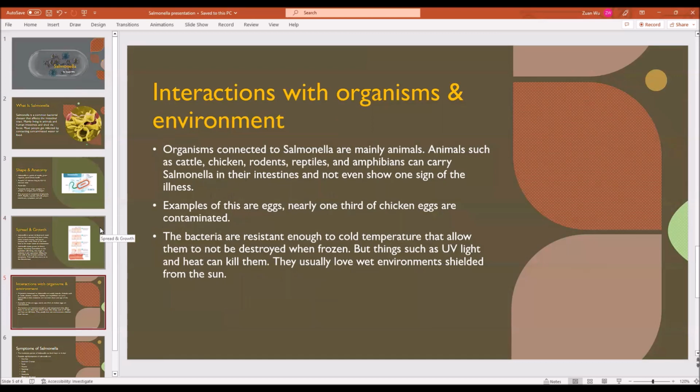Interactions with organisms and environment. Organisms closely tied to salmonella are mainly animals, such as cattle, chicken, rodents, reptiles, and amphibians. These animals can carry the salmonella in their intestines and not show any sign of the illness. So you have to be pretty careful around them.